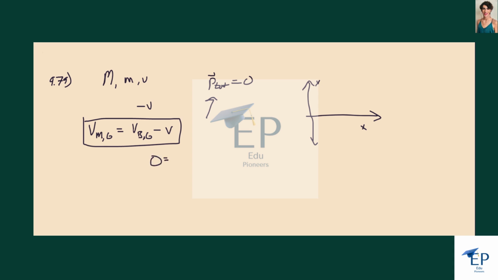So 0 then must be equal to little n times the velocity of the man with respect to the ground plus big N times the velocity of the balloon with respect to the ground. So now let's plug this in, and we see that little n times (v_bg minus v) plus big N v_bg equals 0.